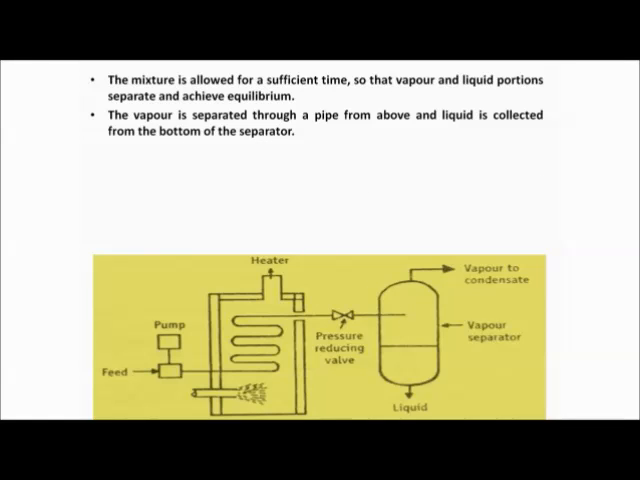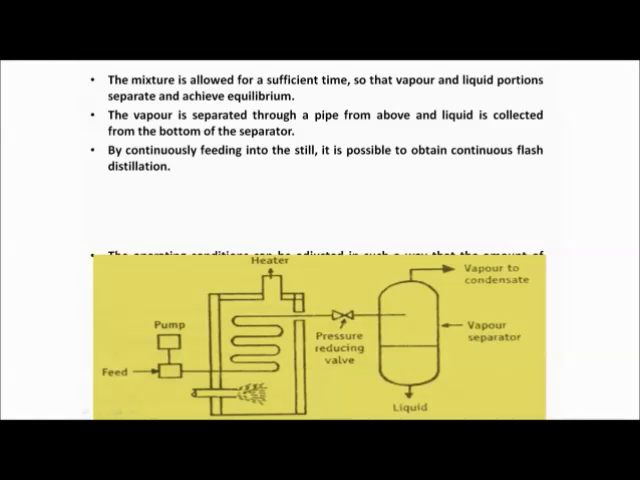You see the vapor is separated through the pipe from above, and the liquid is collected at the bottom of the separator, right? By continuously feeding into the still, it is possible to obtain a continuous flash distillation. We need to continuously feed into the still so that we can obtain a continuous flash distillation.